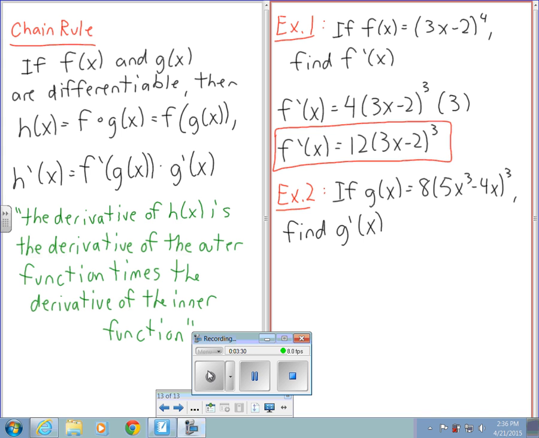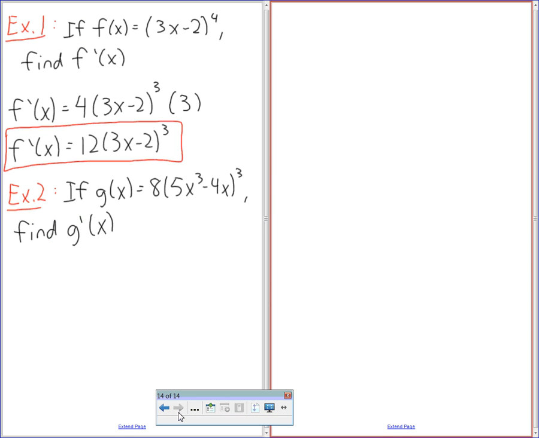Who wants to be brave? Matt, go. Christina, you can do it next if you get it wrong. Here we go. Okay, 24 times (5x cubed minus 4x) all squared, and then times 15x squared minus 4. Cool. And that's it. That's good. I'm happy with that for an answer. If you multiply stuff in, that's fine, but I'm happy with that for an answer.